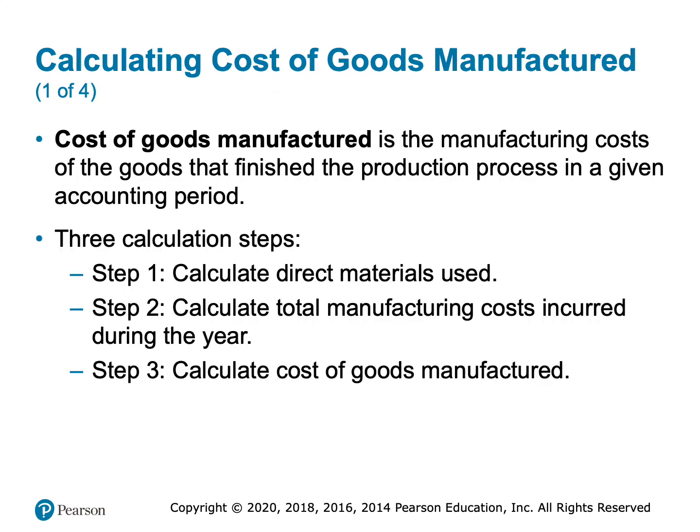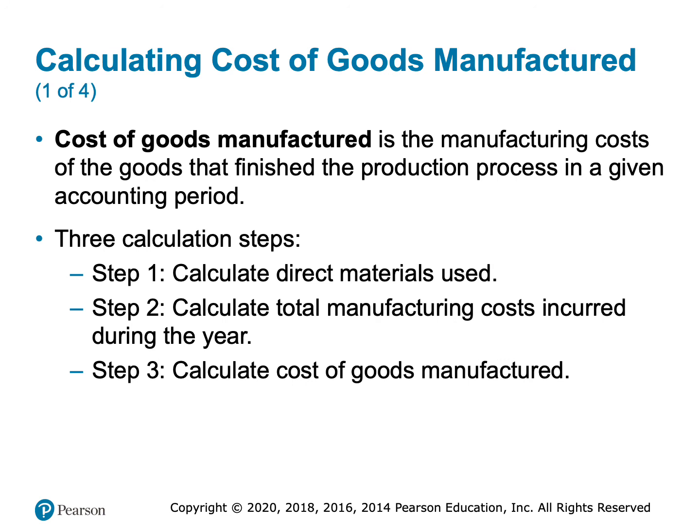Now, we've got a couple of new terms to learn. The first one is called cost of goods manufactured. So cost of goods manufactured is exactly what it sounds like. Accountants are not real creative. It is the cost of the goods that we manufactured. So if we say that during the quarter we manufactured 50,000 units, how much did those 50,000 units cost? This is what cost of goods manufactured is.